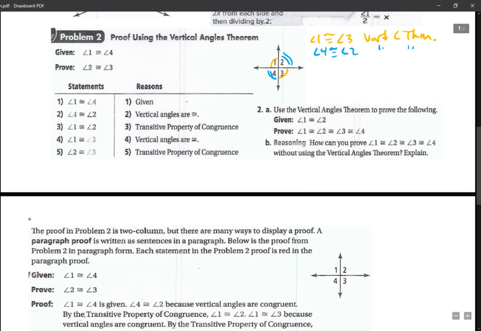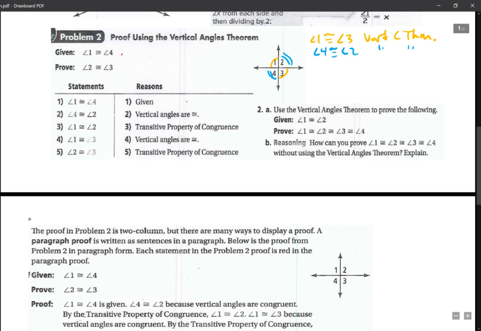And now, because I have 1 and 3 are congruent, and 2 and 4 are congruent, and 1 and 4 are congruent from my given statement up here, I see some transitive property going on, right? Because if I can say 1 is congruent to 4 and 1 is congruent to 3, I'll be able to cut them out and be left with just the remainder.